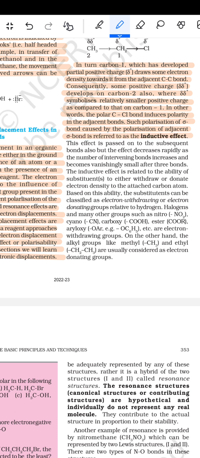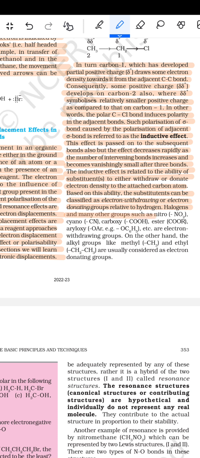inductive effect. This effect is passed on to the subsequent bonds also, but the effect decreases rapidly as the number of intervening bonds increases and becomes vanishingly small after 3 bonds. The inductive effect is related to the ability of the substituent to either withdraw or donate electron density to the attached carbon atom. Based on this ability, the substituent can be classified as an electron withdrawing or electron donating group relative to hydrogen.